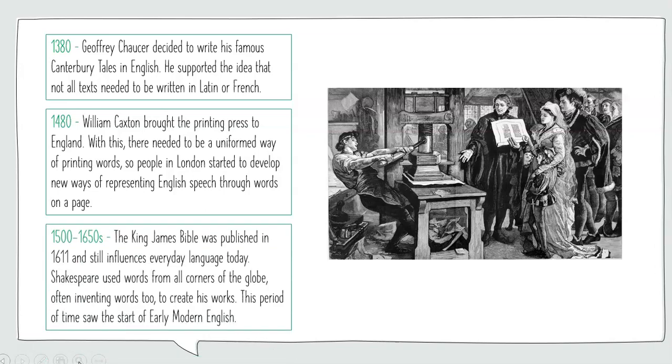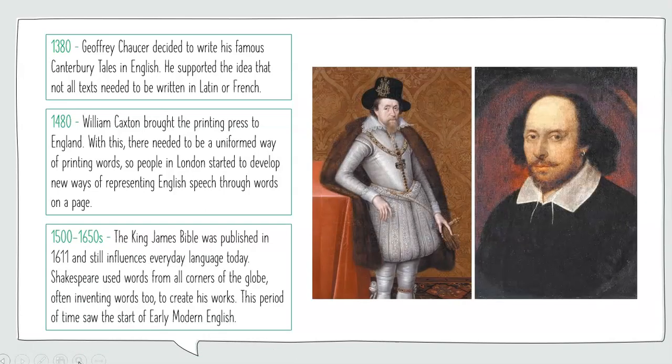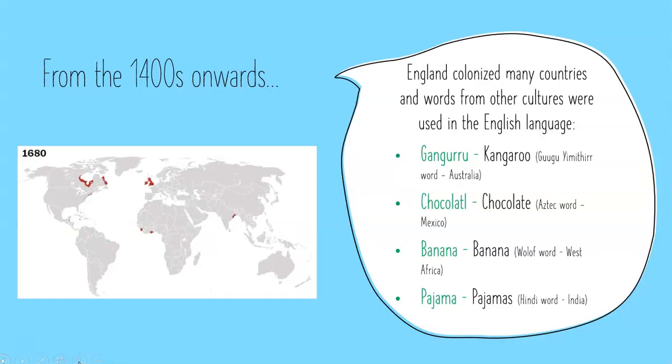In the 1500s to 1650s, we had the King James's Bible and we had Shakespeare. So the Bible became readily available to many people who were able to read, and Shakespeare, who we can recognise today, sort of heralded the modern age of English. So what we can now recognise as English began around this time, and it's called modern English.